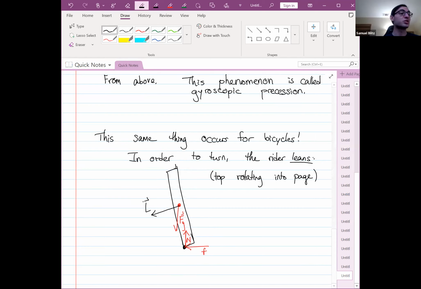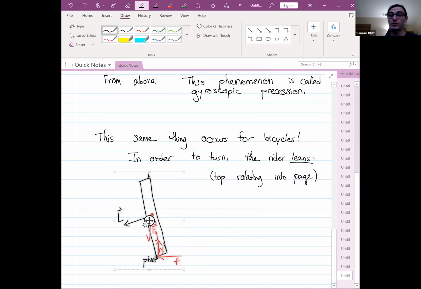So let's actually do some analysis using this bottom point as the pivot point, just to start thinking about torque. So in order for the person to actually turn, and for this to be relevant at all, we need to think about how the torque is related to the angular momentum, the torque on the system. So let's just figure out directions.